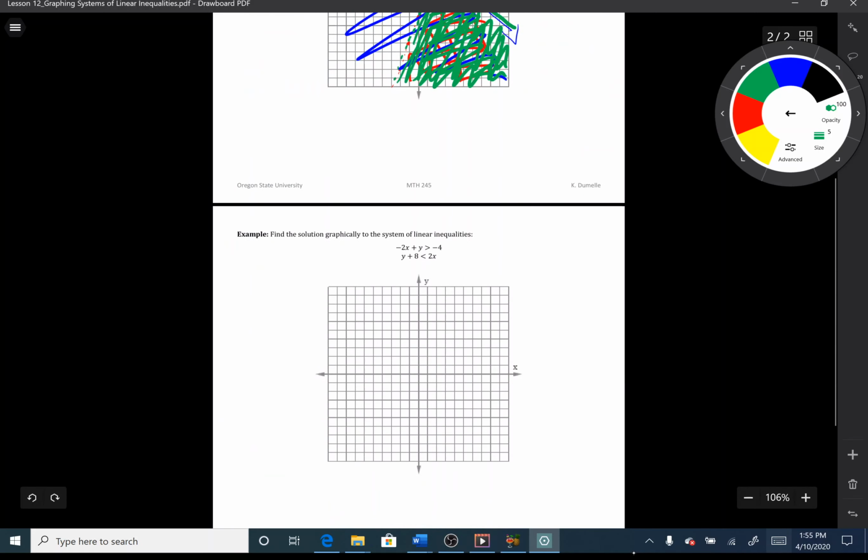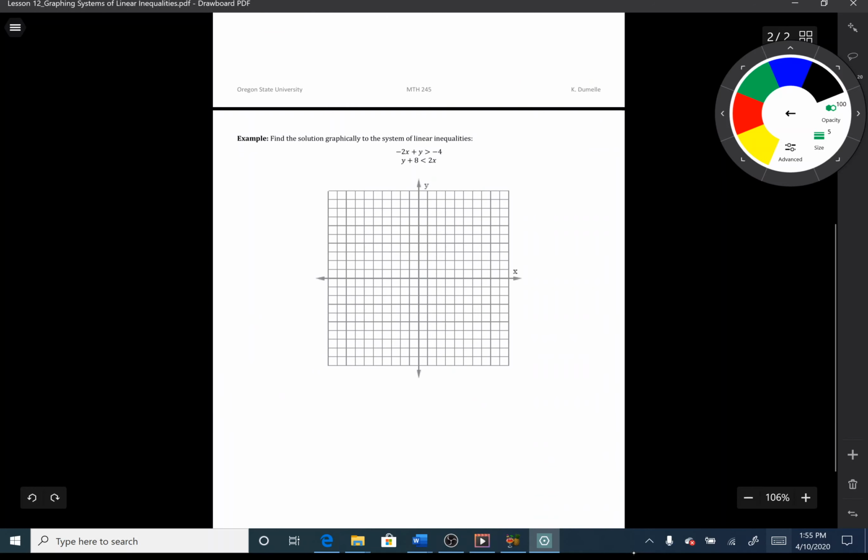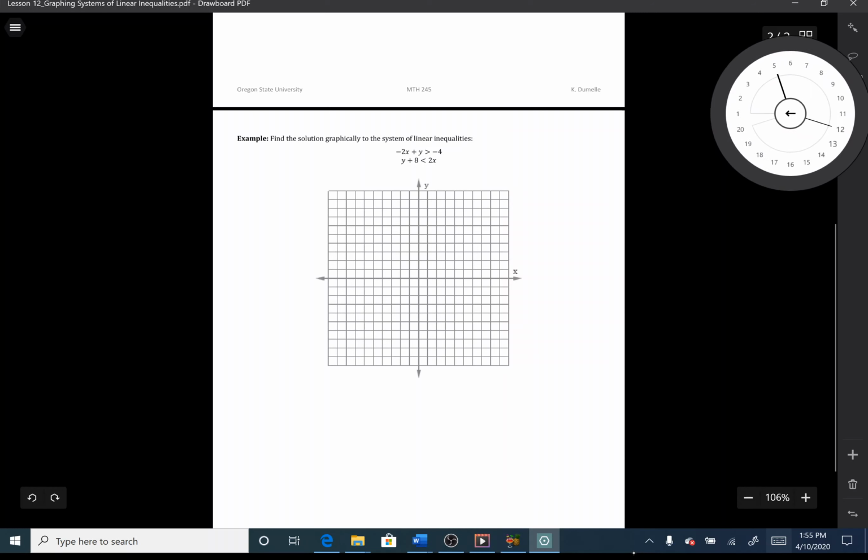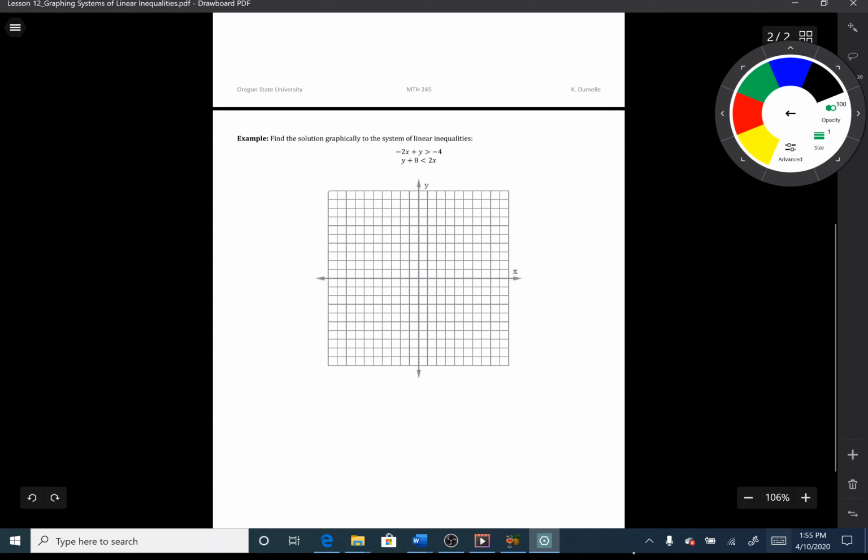All right, let's do another example. Find the solution graphically to the system of linear inequalities. Well, I see first of all that neither one of these equations are in my form y equals mx plus b, so I need to change that a little bit. So this first one is negative 2x plus y is greater than negative 4. To get it into my form y equals mx plus b, I'm going to add 2x to both sides, which gives me y is greater than 2x minus 4.